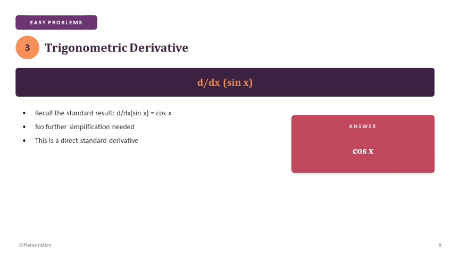Now the trigonometric derivative, d by dx of sin x. Recall the standard result, d by dx of sin x is equal to cos x. Therefore, no further simplification is needed for this particular sum. This is a direct standard derivative. Therefore, we are writing d by dx of sin x is equal to cos x.